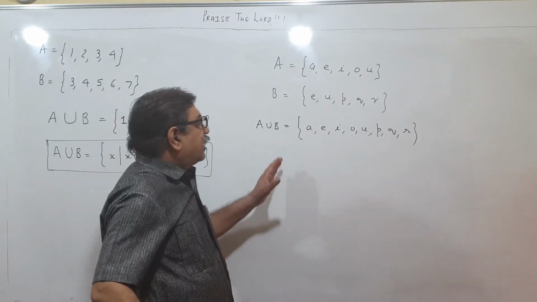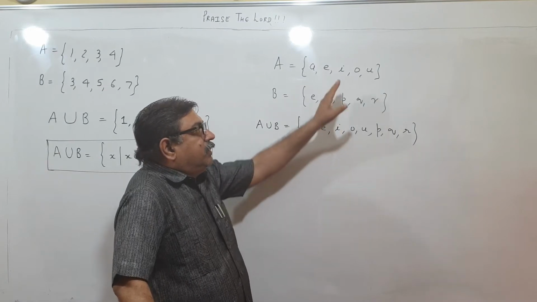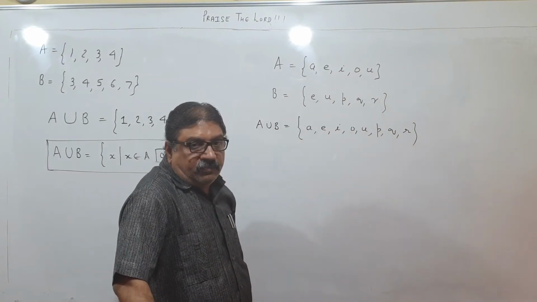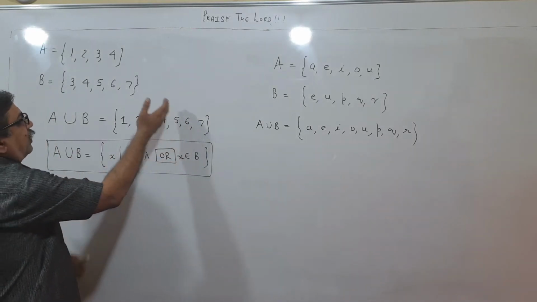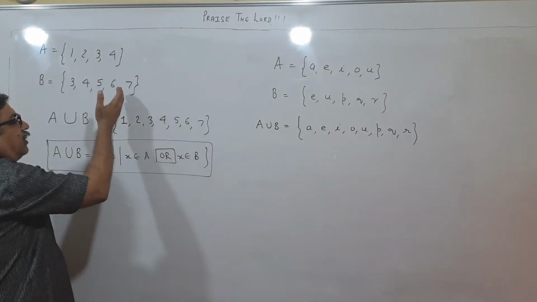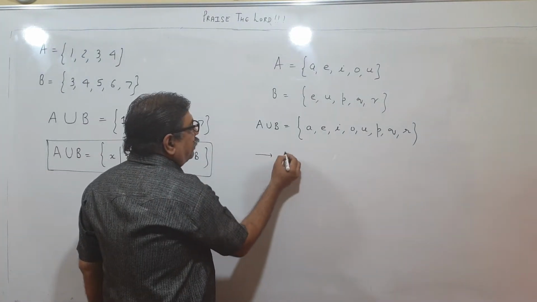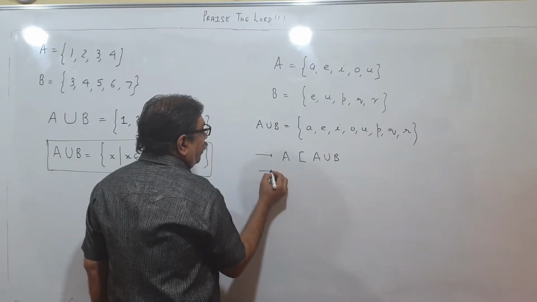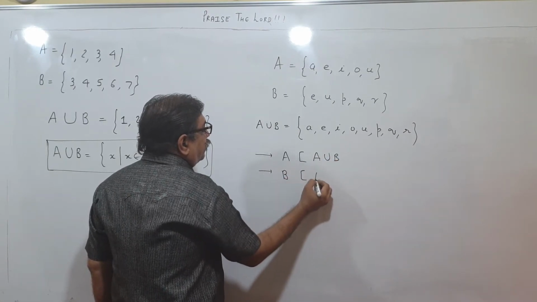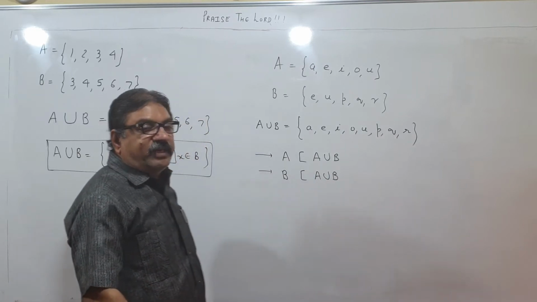So you must understand, children, when we unite two sets, we get a bigger set. Bigger than A, bigger than B. Here also you can see. This is A union B. It contains all elements of A. It contains all elements of B. So we can easily see some properties. A will always be a subset of A union B. B will always be a subset of A union B. And you realize when we unite, we get a bigger set.